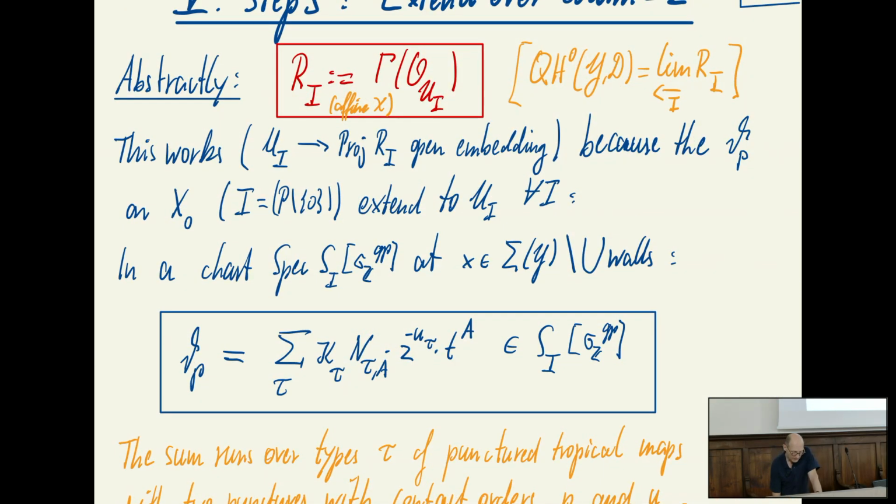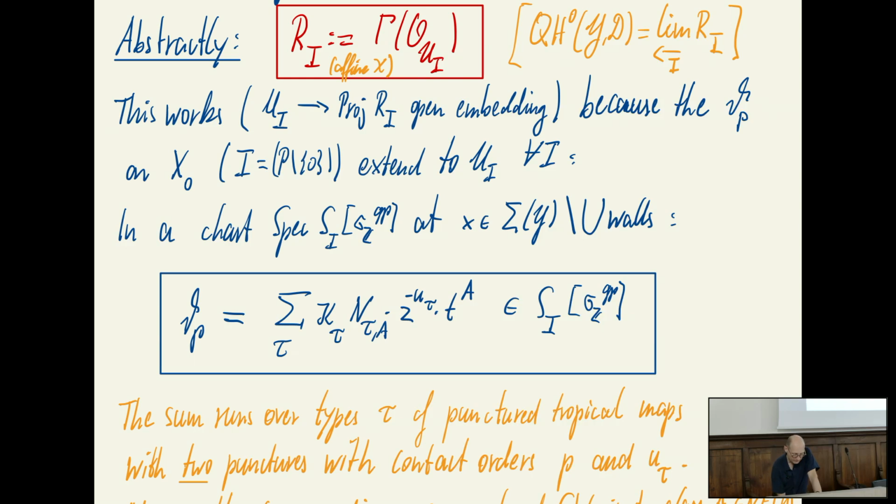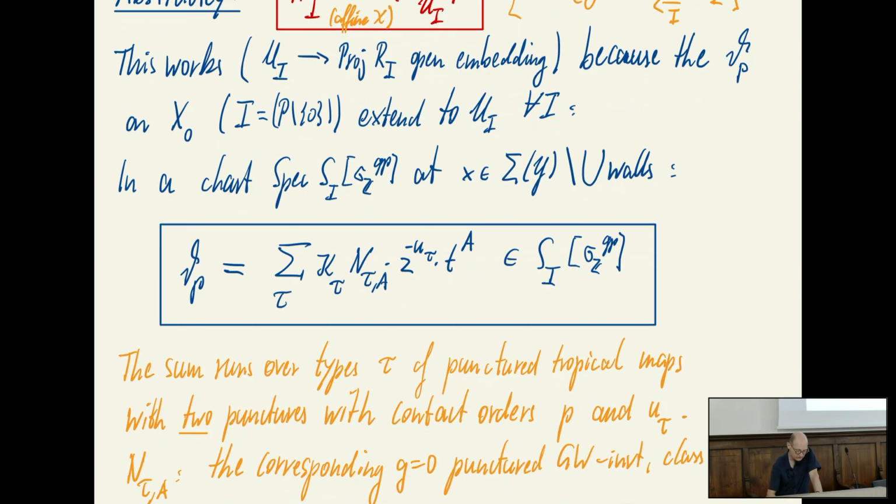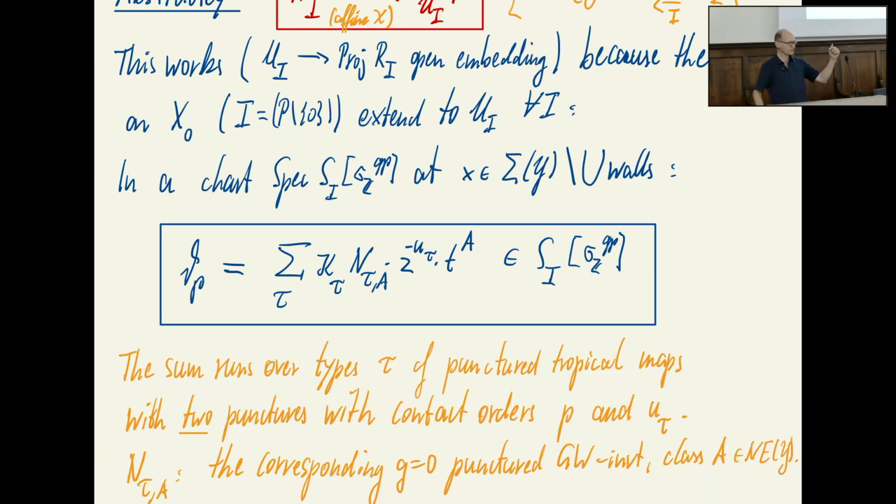Here's a formula. So now you take a sum over all types of punctured tropical maps, which now has two punctures. One is actually a marked point with contact order p, and the other one is again loose and has some u tau, okay, as before for Wald structures. So this gives you a punctured Gromov-Witten invariant n tau comma a, and you take the sum over these types of punctured tropical curves that we call of broken line type.